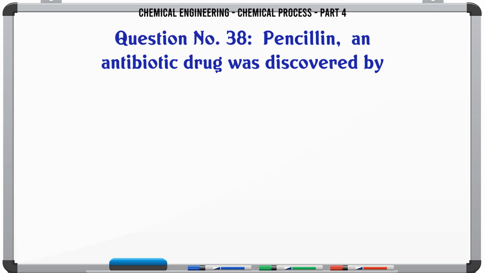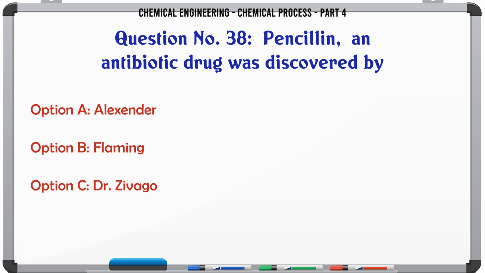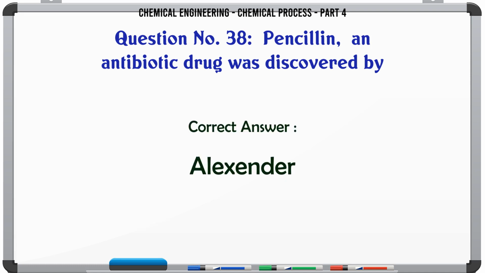Penicillin, an antibiotic drug, was discovered by A. Alexander. B. Fleming. C. Dr. Zhivago. D. None of these. The correct answer is Alexander.